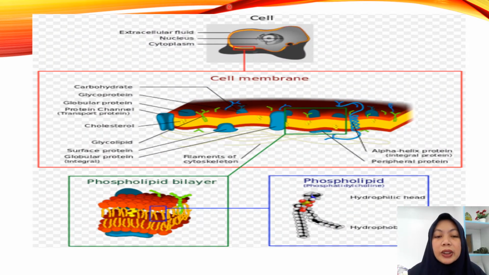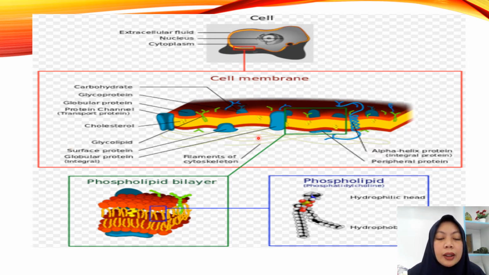Okay, so this slide shows the cell membrane. If this is your cell, the most visible part is the nucleus. Nucleus is the center of the cell where genetic information is stored. Then this is the cell membrane. Then outside the cell membrane is the extracellular fluid. In a macroscopic view of a cell membrane, this is how it looks like.